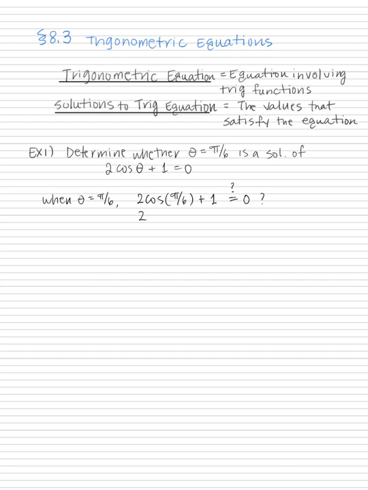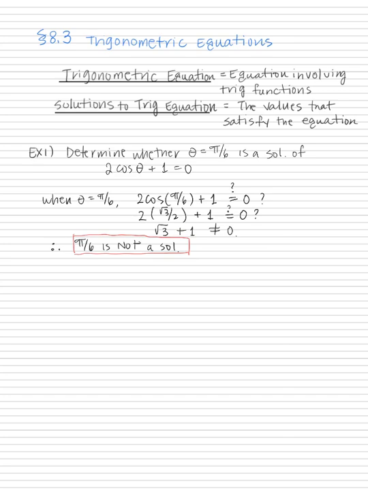So ready? Cosine of pi over 6 is root 3 over 2, so 2 times that plus 1. Is it equal to 0? This is going to be square root of 3 plus 1. Well, that is so not 0. So therefore, pi over 6 is not a solution. Just like in intermediate algebra, you're given some value of x and make sure that when you plug that x in, the equation is satisfied. We're doing the same thing but involving trig functions, and that's all.